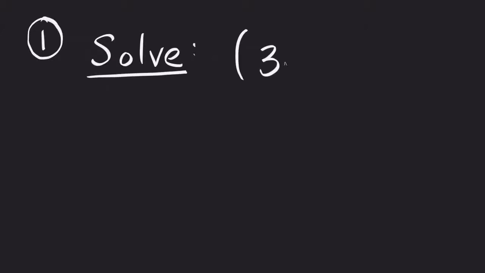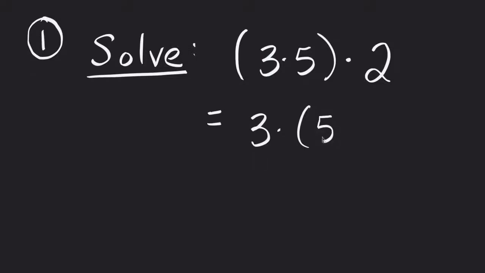Alright, so let's say that we have something that says solve. And the problem is given to us as 3 times 5 times 2. And again, this is the quantity of 3 times 5 times 2. Now we could just do 3 times 5, which would be 15. Multiply that by 2, which would give us 30. But using this associative property, what this allows us to do is to regroup into a problem that looks like this.